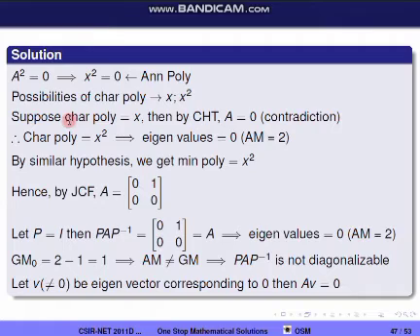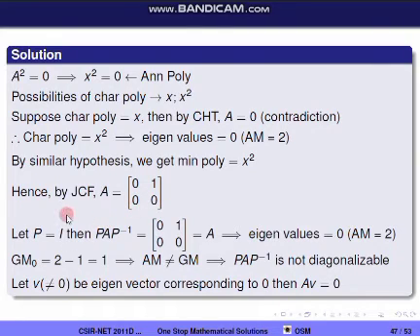Suppose the characteristic polynomial is equal to x, then by the Cayley-Hamilton theorem A becomes 0, but this is a contradiction to A being a non-zero matrix. So the characteristic polynomial is equal to x square, and the roots of the characteristic polynomial are the eigenvalues. So the eigenvalue is equal to 0 with algebraic multiplicity equal to 2. By similar hypothesis, we get the minimal polynomial equal to x square. So therefore, by Jordan canonical form, A can be written as [0, 1; 0, 0].